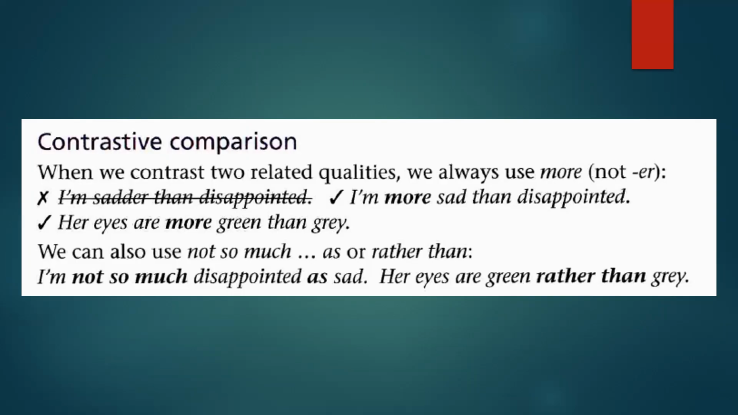Also, we can use not so much as, or rather than. I'm not so much disappointed as sad. We also compare two qualities. Her eyes are green rather than gray. So remember, if we have two qualities, we can use at first more and adjectives. We can use not so much as, or rather than.